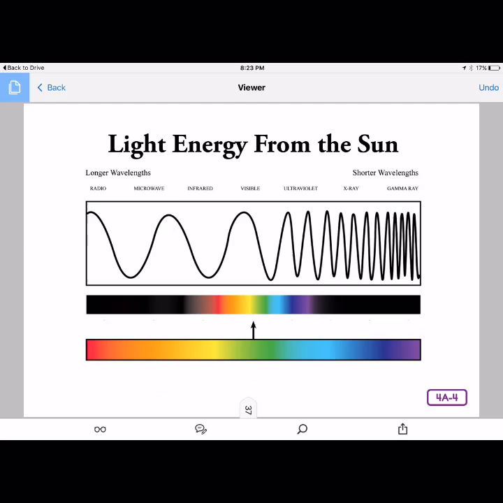Let's think about this. How does light travel? Give you a hint. You probably said light travels in waves. So how do we measure light waves? Well, light waves are measured in wavelengths, from the top of one wave to the top of the next one.